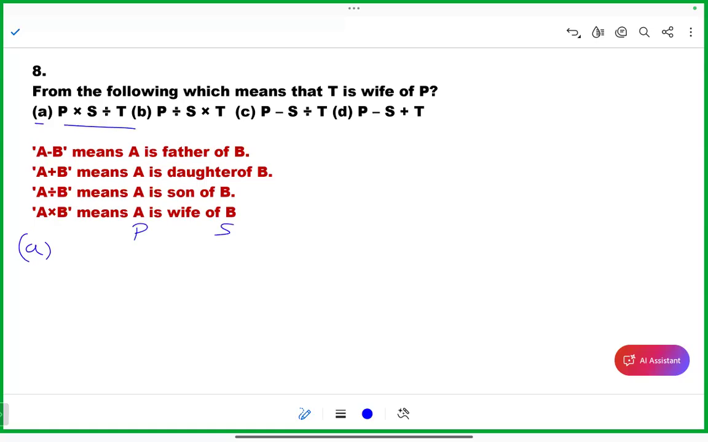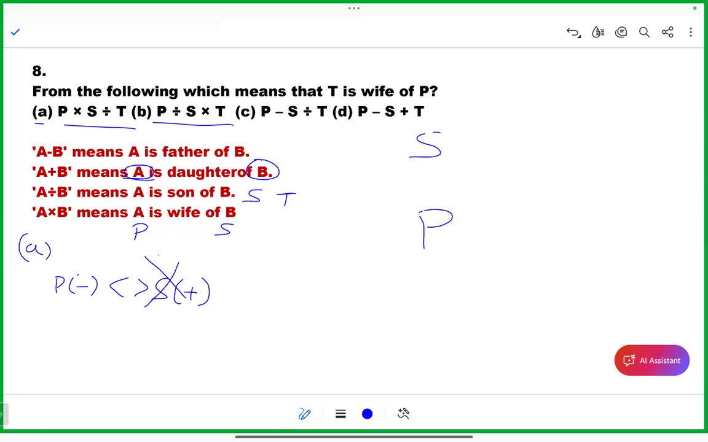P into T. S is the son of T. So this is not the answer. So let's try for P. P divided by S. P is the son of S? S into T. S into T means S is the wife of T. S is the wife of T.